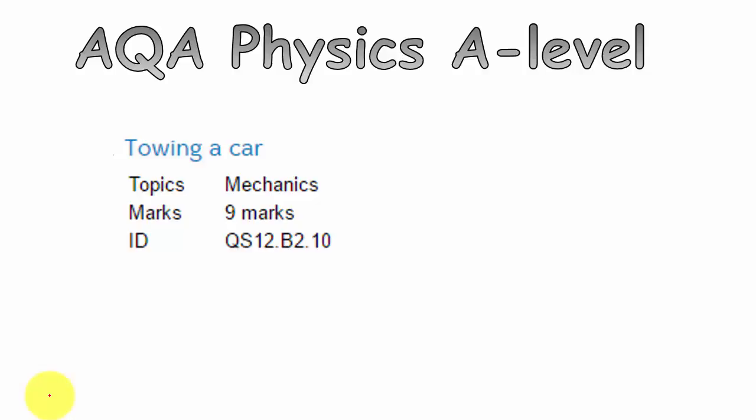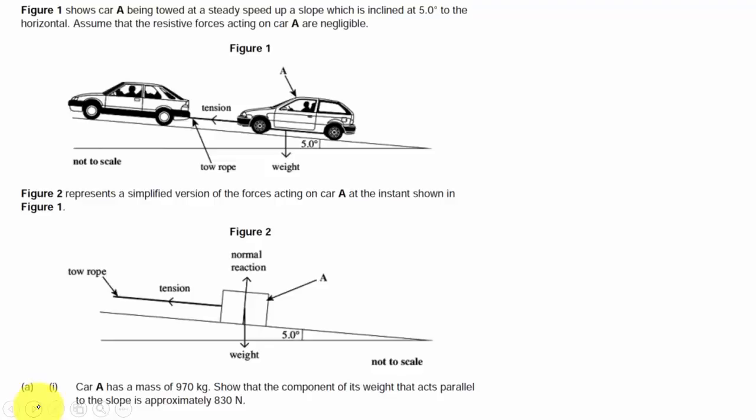Okay, so let's take a look at this mechanics stroke energy question. You might want to pause the video to read it. It says we've got this car towing another car up a hill on a slight incline of 5 degrees. It's saying that you can ignore the friction in this car, and there's a simplified diagram of it here.